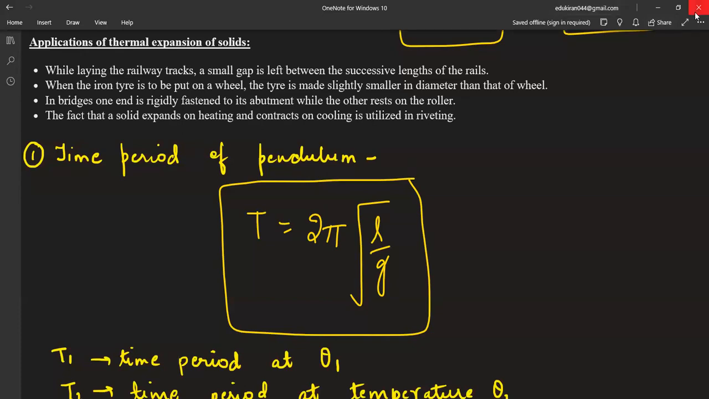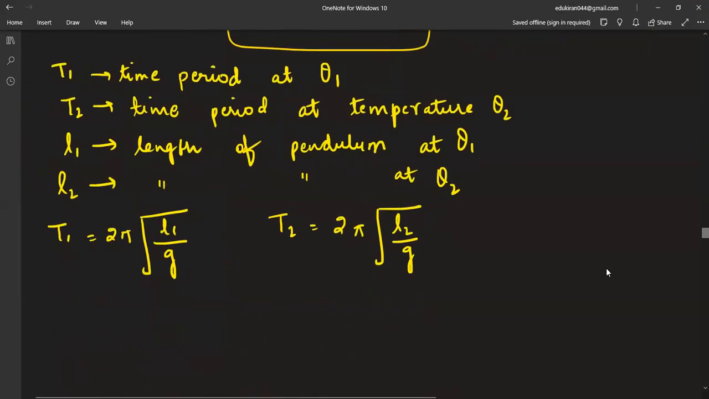Now some variables are there which you have to understand, which we'll be using. T1 is the time period at temperature theta 1, T2 is the time period at temperature theta 2. L1 is the length of the pendulum at theta 1, L2 is the length of the pendulum at theta 2. T1 is equal to 2 pi under root L1 by g. T2 is equal to 2 pi under root L2 by g.